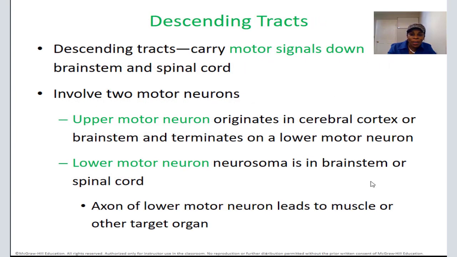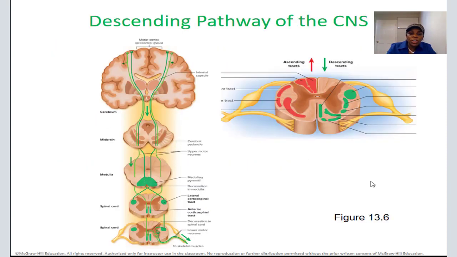What about the descending tract? Descending tract gives the command. Motor neuron. What does that mean? Makes you do something. So the upper motor neuron is the first one that comes from your brain down. And the lower motor neuron will be the one going to the organ, ending up at the specific organ that needs to do the job, which will be, for example, your muscle or other target organs.